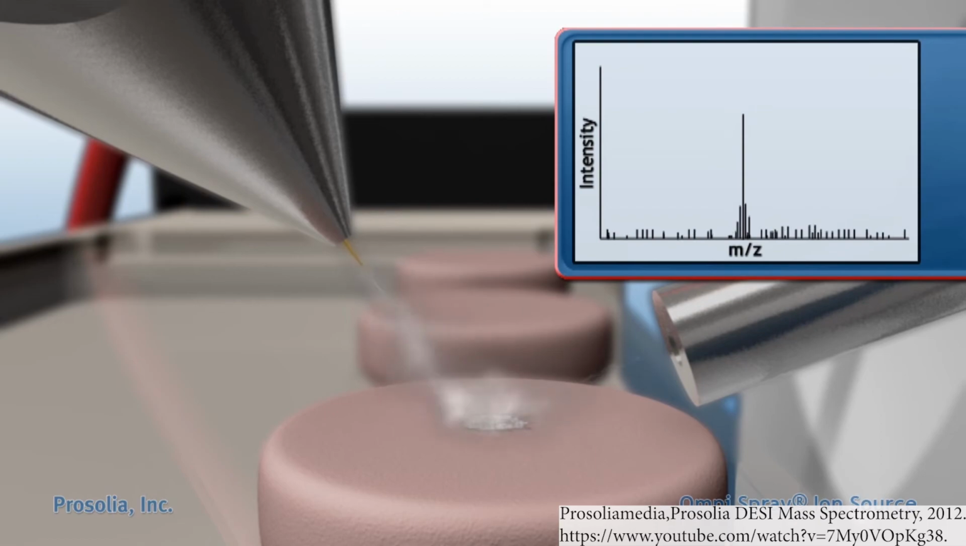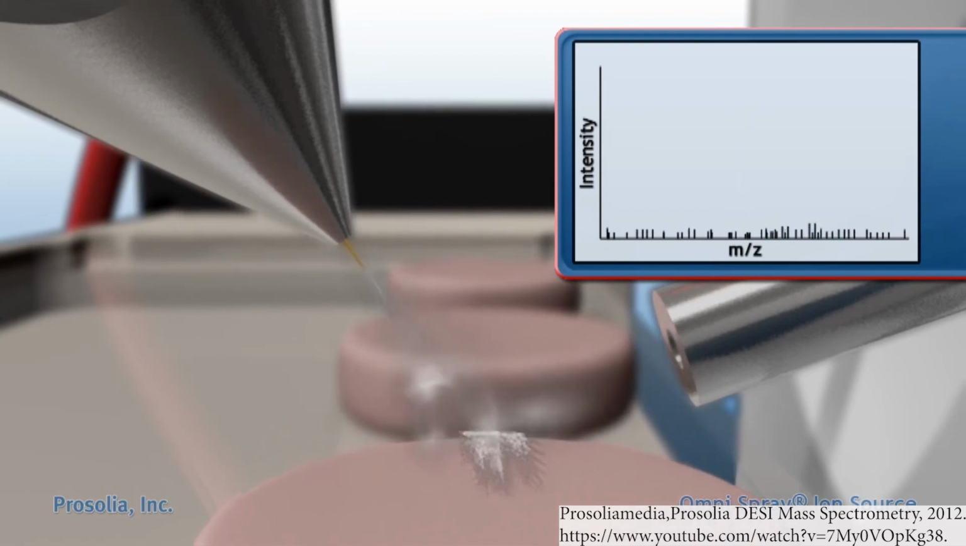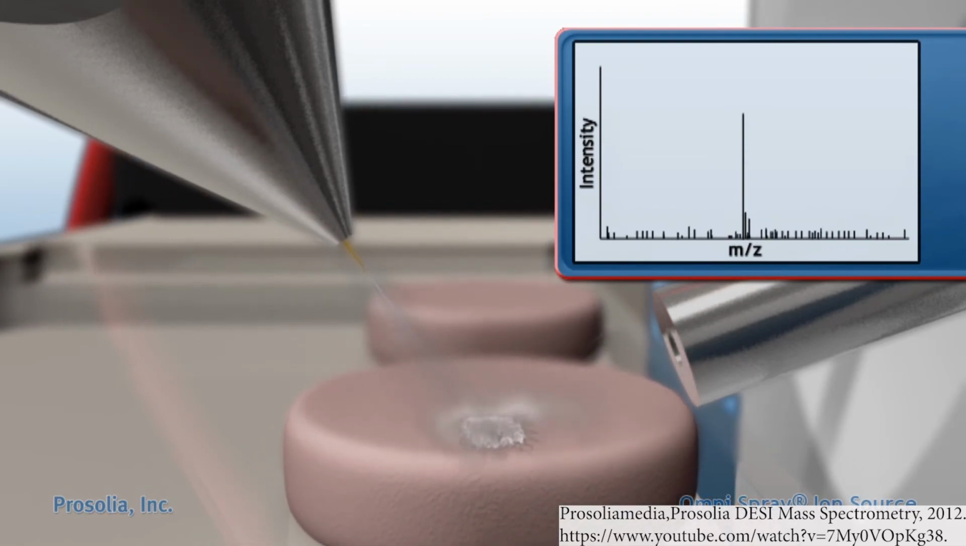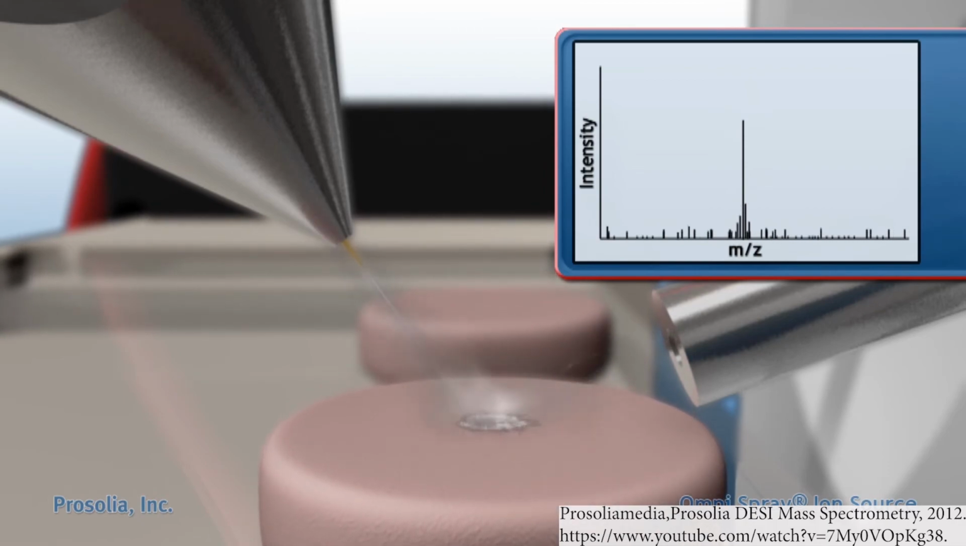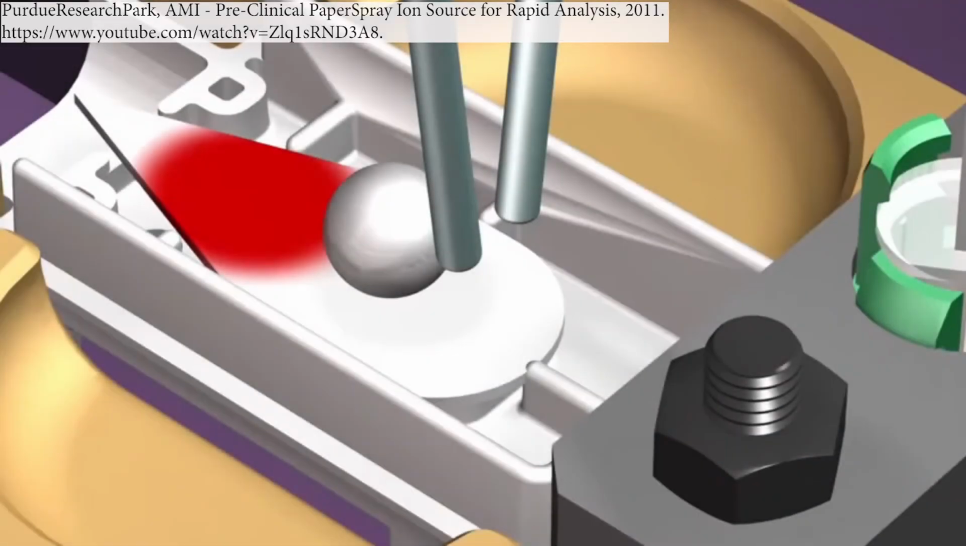So here's another example of you just put the stuff in the gap, and you get mass spectral peaks, and they're sort of scanning across two different tablets, and you see the peaks go away when you're not scanning across the surface. The last ambient ionization method that I want to talk to you about is called paper spray.